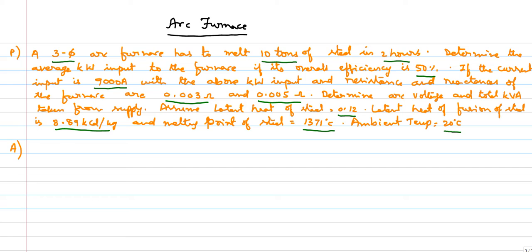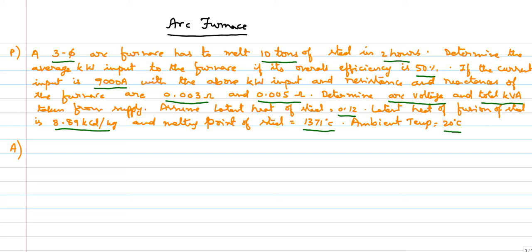So what exactly happens here? Here we need to find the heat energy required, and we need to equate this heat energy into electrical energy. After that it is electrical energy only, so from that we will take the electrical power. Once we know the electrical power, we will move on to Ohm's law, so we will finish it in a very easy manner. Here we want the arc voltage and also the total kilovolt ampere taken from the supply. Okay, let us see this part.